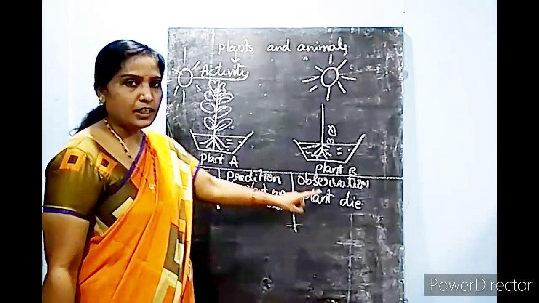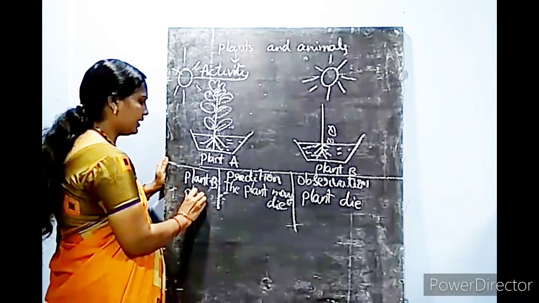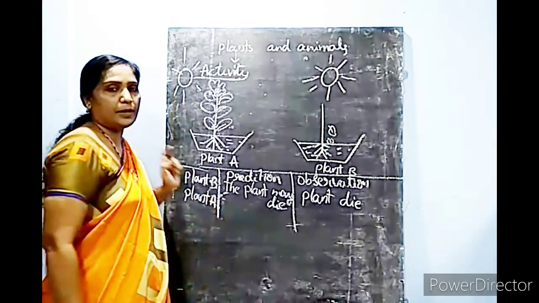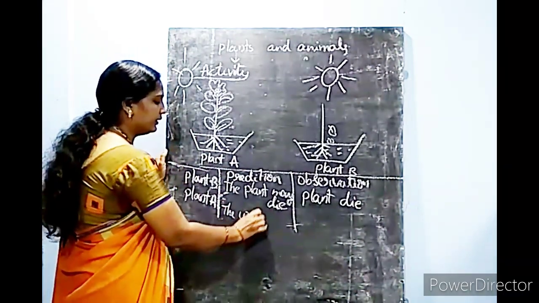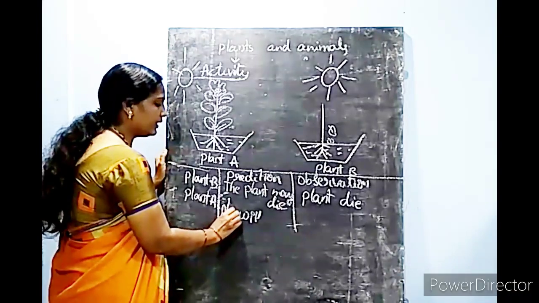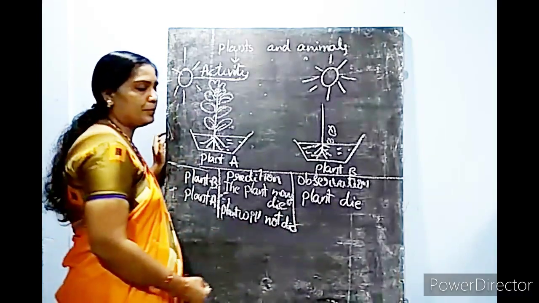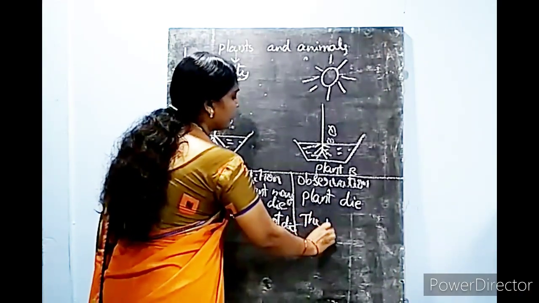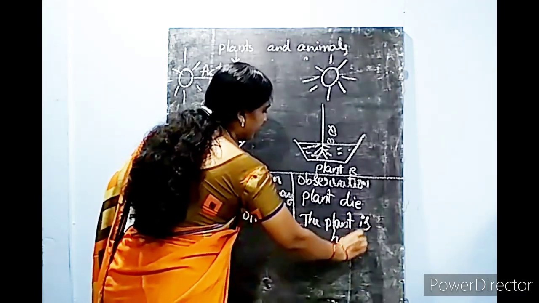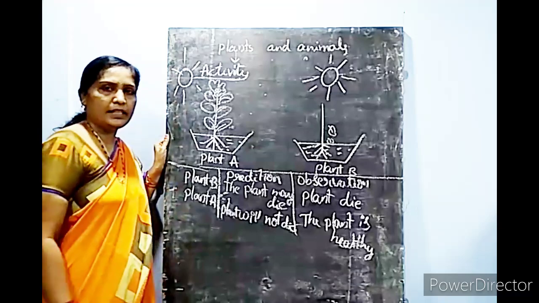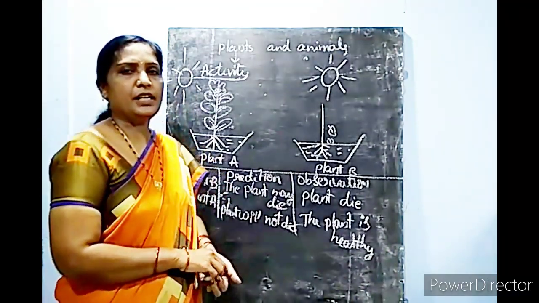Plant died is your observation. And for plant A, what is your prediction? The plant will not die. That is your prediction. And really you observed also the plant is healthy. What we are understanding from this activity, finally, what we are concluding from this activity?